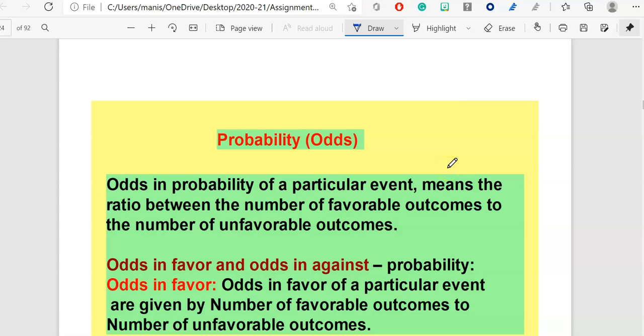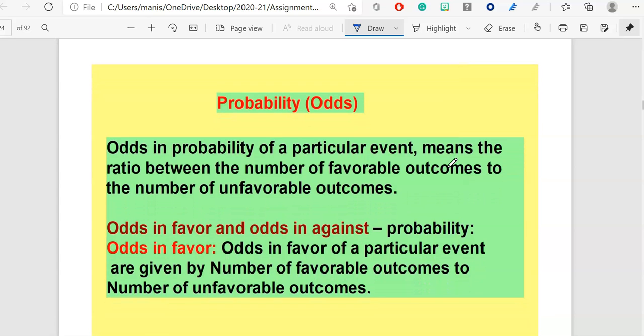Today we will learn about finding odds in probability. Odds in probability of a particular event means the ratio between the number of favorable outcomes to the number of unfavorable outcomes. I think you should copy this also. So we have odds in favor and odds against.